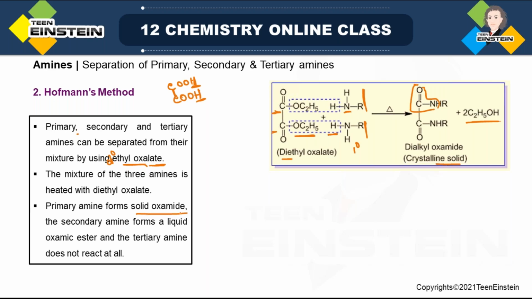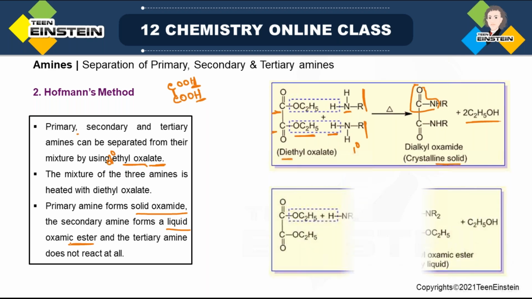So this is the product you are getting from 1 degree. Primary amines form solid oxamide. Secondary amine forms liquid oxamic ester. So see, even if you do not properly characterize the product, just by looking at the reaction mixture, if you are getting solid, then it is 1 degree amine. Because if you do not know the starting amine, what is its nature, but if you are getting the product solid, that means it is 1 degree. If you are getting product liquid, then it is 2 degree amine. And 3 degree amine, there is no reaction.